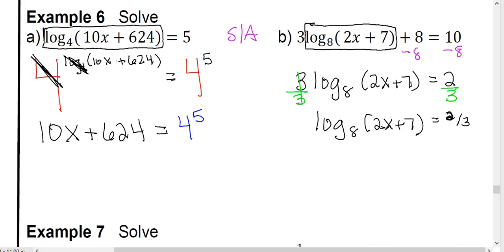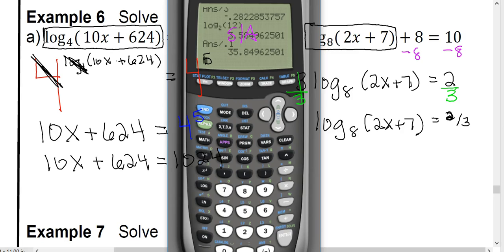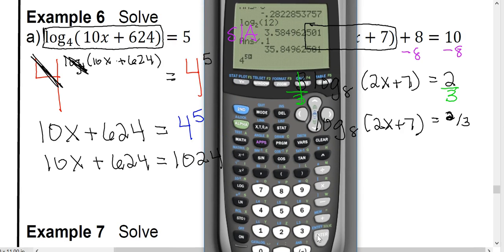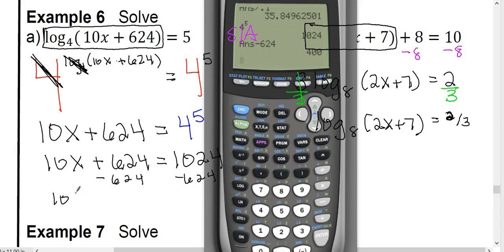Alright, so if we use our little poster, 10x plus 624 is 4 to the 5th. 4 to the 5th is 1024. And then we can just solve the rest in the calculator. So from here, I mean this one is actually not a bad one to do just by hand, but so here's 1024 and then we subtract the 624 and we get 400. So subtract 624. So we can show the steps for this one because they're not decimals. Equals 400. And then divide it by 10.